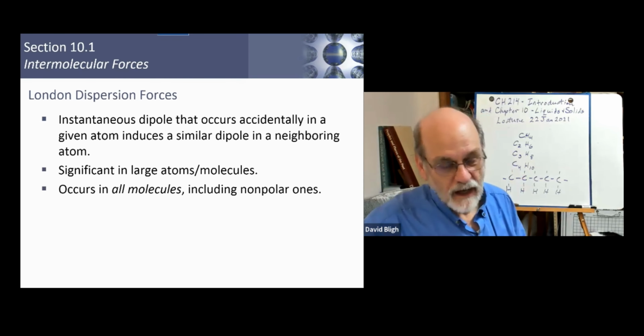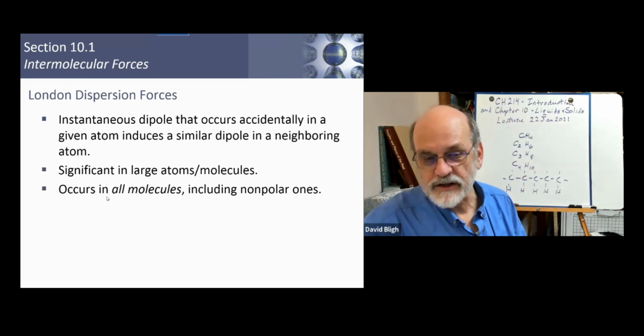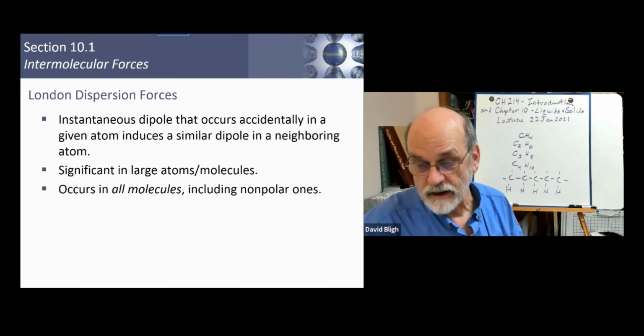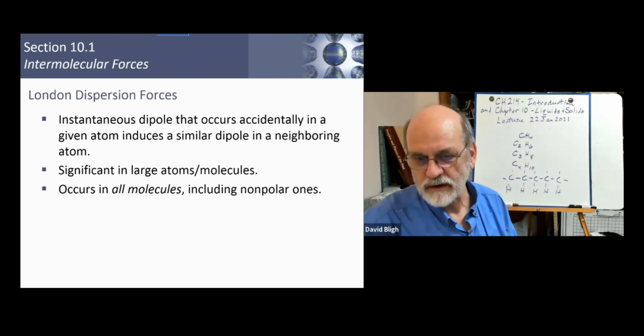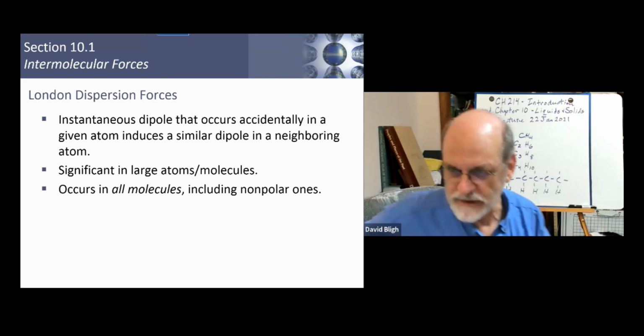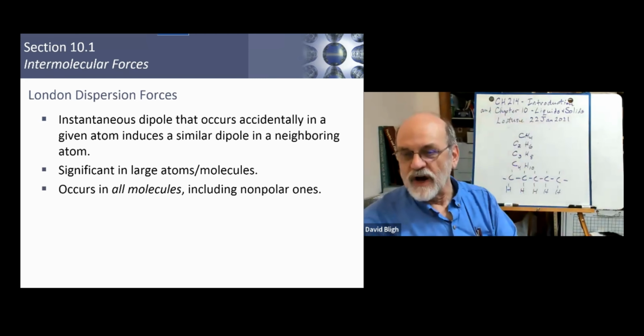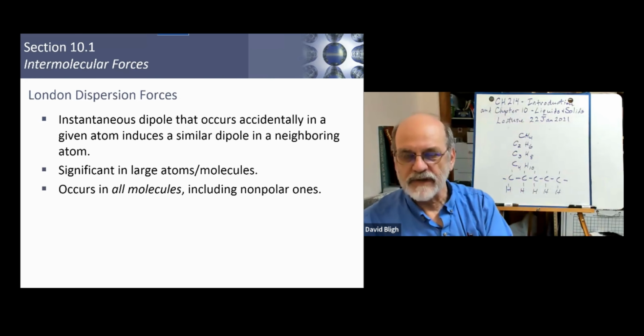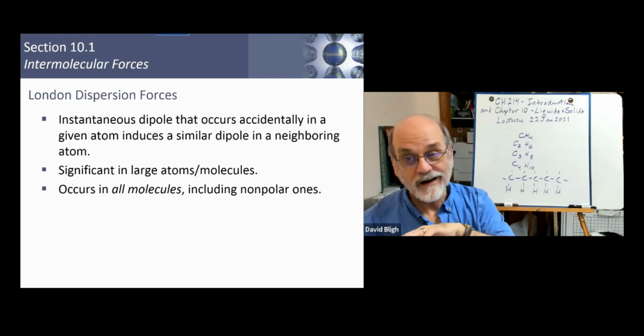Okay, this is a good point to make. London dispersion forces occur in all molecules. Every single one experiences London dispersion forces. Nonpolar, polar, all families. The question is, since they're so weak, what other forces are being imposed on that molecule? If they're strong enough, London dispersion forces, even though they're there, don't matter. They're too weak.